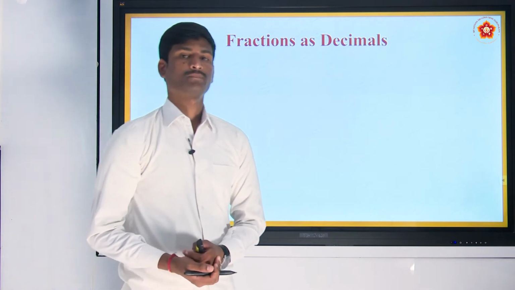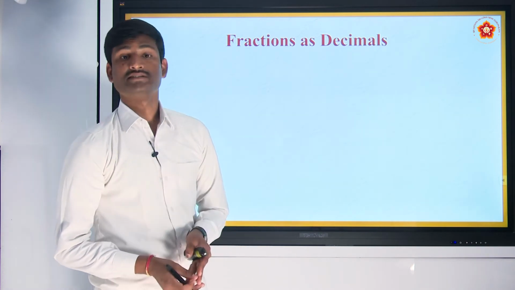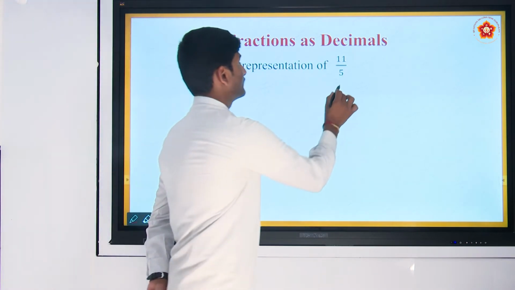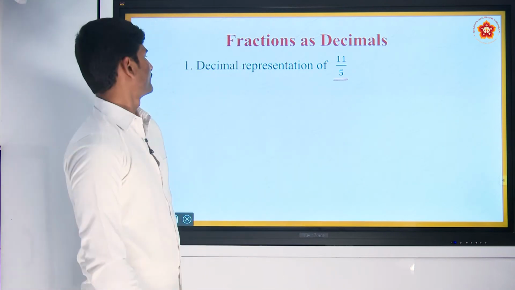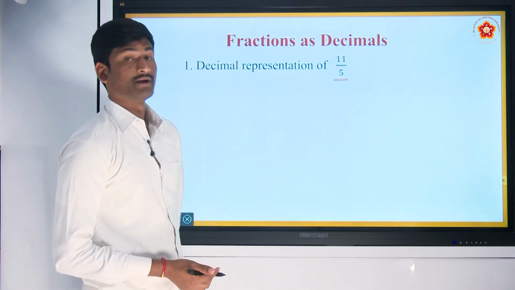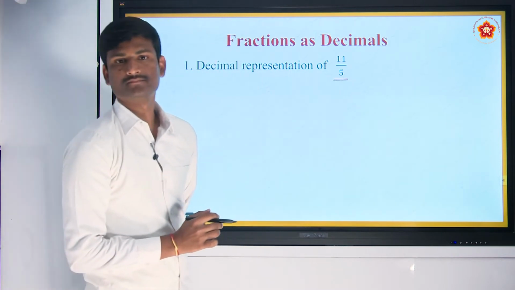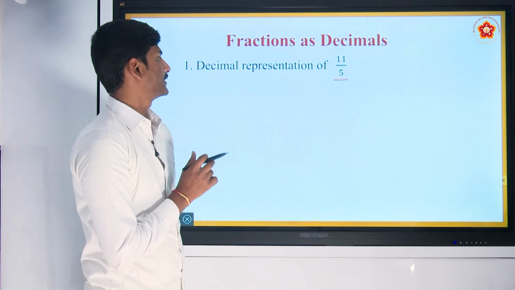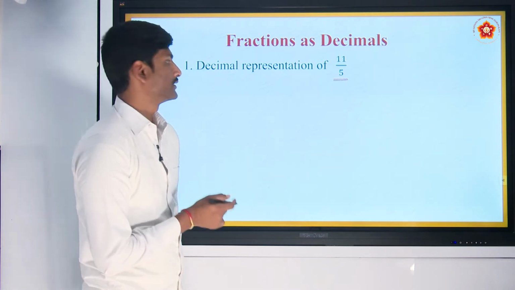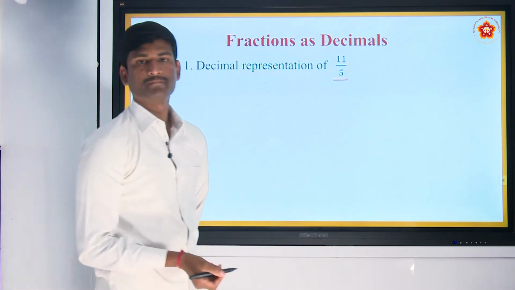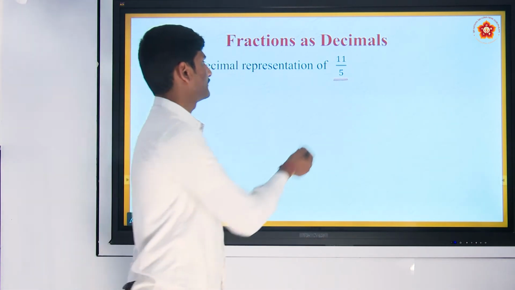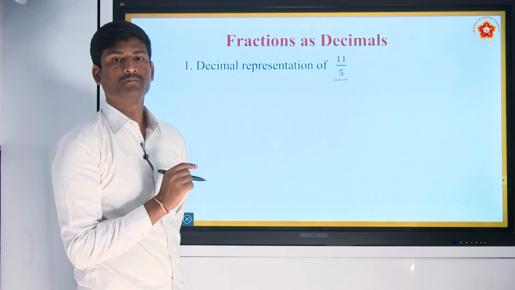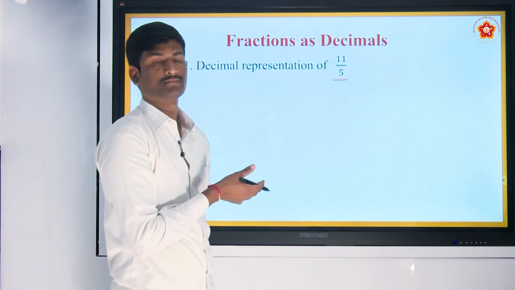Then fraction as decimal. How to convert a fraction to decimal? Here, the decimal representation of 11 divided by 5. 11 divided by 5 is a fraction. How to convert it to decimal? Here in decimal notation, the denominator should be 10 or 100. Okay, you already know how to make an equivalent fraction.